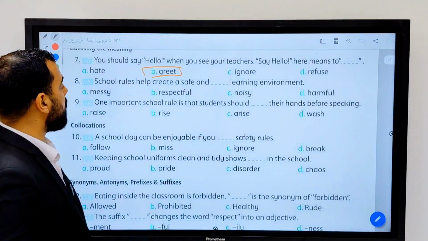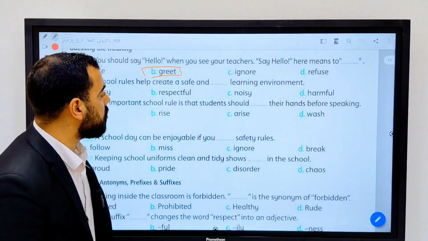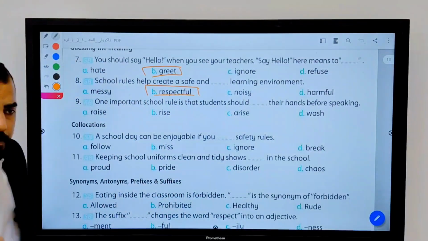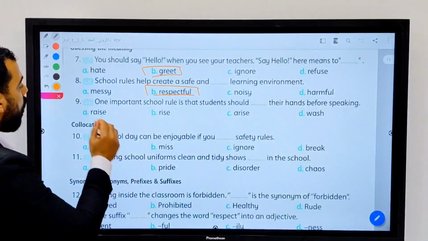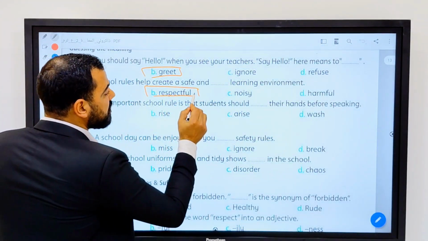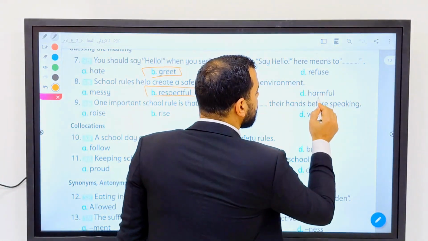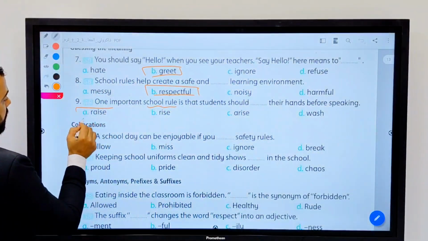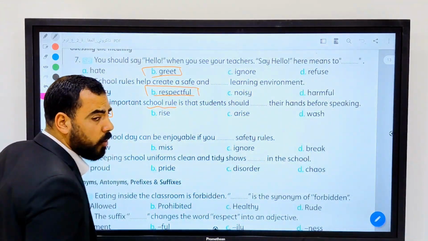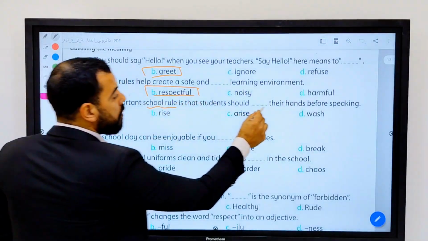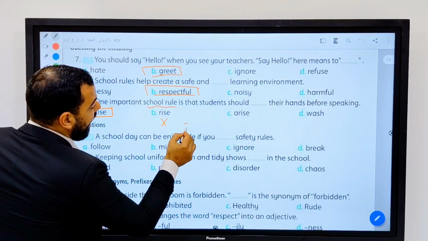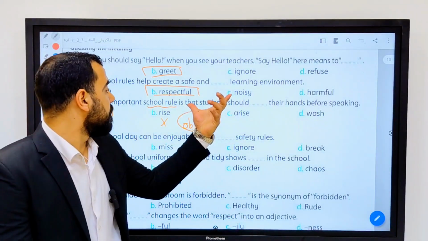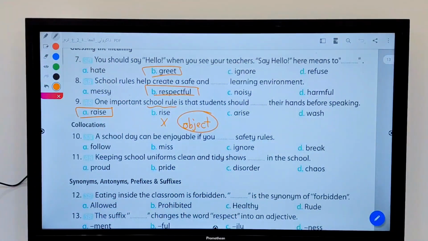Okay. School rules help create a safe and respectful learning environment. One important school rule is that students should raise their hands before speaking. Okay, one of the school rules, they should raise. Don't get confused, because this is rise. This is rise. So raise their hands. Okay, and this has no object. So one important school rule is that students should raise their hands before speaking.